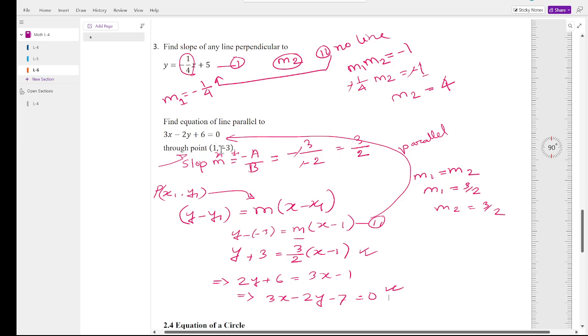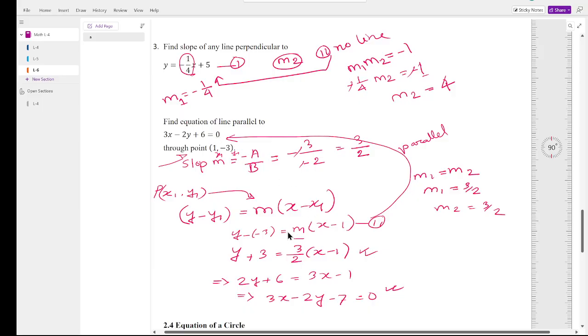So here is 1 point. For 1 point, we can find the equation y minus y1 equals m times x minus x1. So we put y1 here, we put x1 here, and we find the equation, and we need to find the slope m. How can we find the slope here?